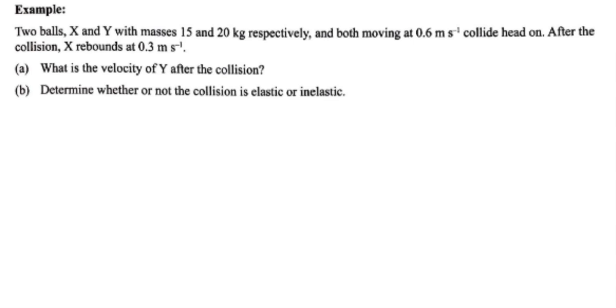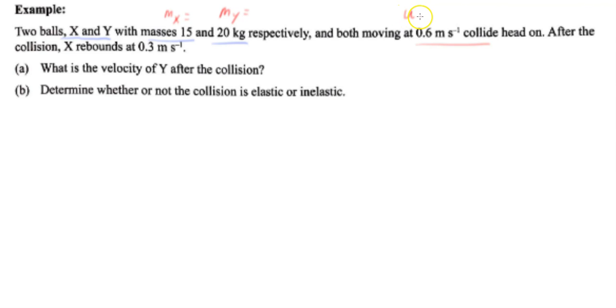In this video, we'll look at more problems involving elastic and inelastic collisions. Let's take a look at this first example. So we've got two balls, X and Y, which have masses of 15 and 20 grams respectively. So we'll mark this: mass of X is 15, mass of Y is 20. They're both moving at 0.6 meters per second towards each other.